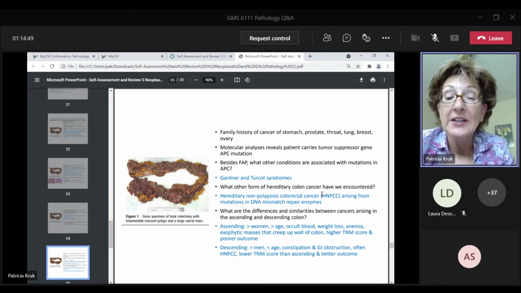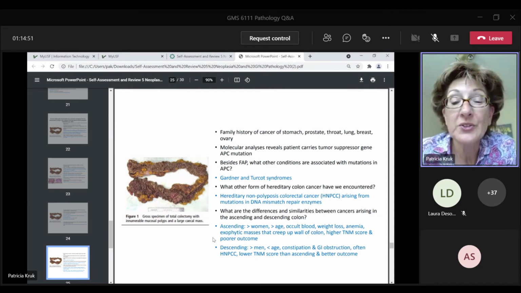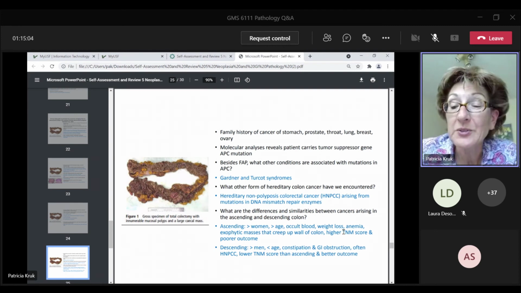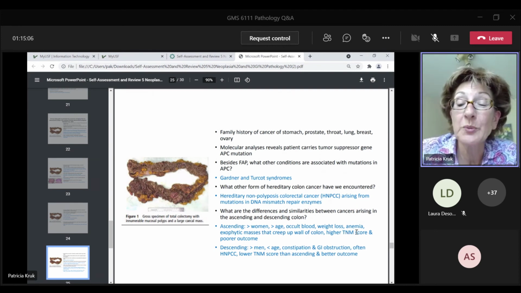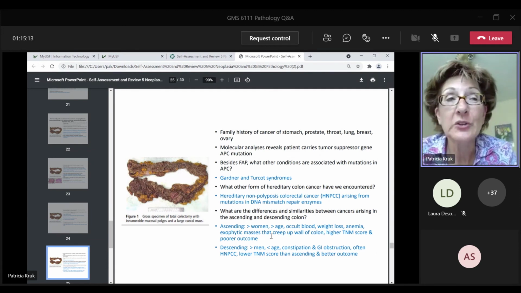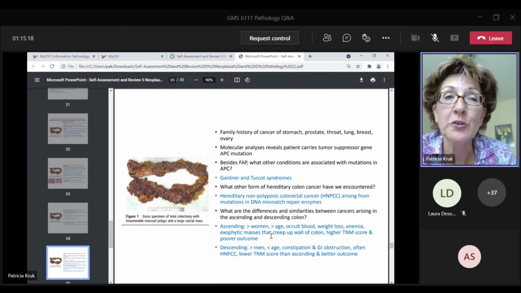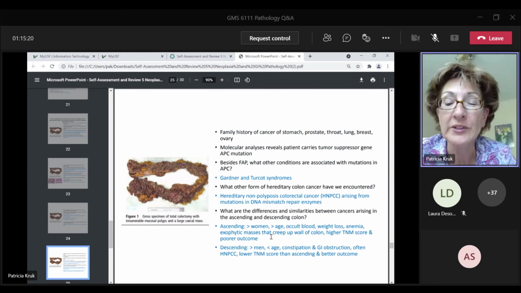We do have some differences clinically in terms of colorectal cancers that arise either in the ascending versus the descending colon. Typically in the ascending colon, this occurs more commonly in women as they get older. There is often blood in the feces. Patients show up typically with weight loss, anemia, a higher TNM score, meaning these are typically more aggressive malignancies with a poor outcome. And these are typically exophytic masses, but even though they grow outside into the lumen, they don't form big obstructive lesions. They have a tendency to just sort of creep along the surface of the colon.